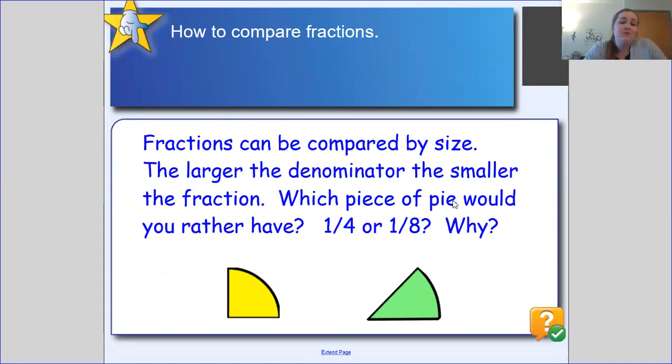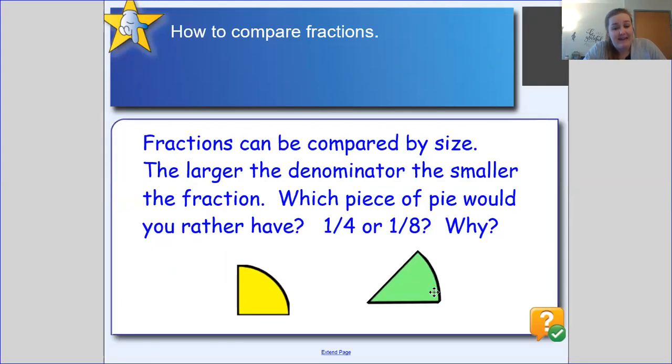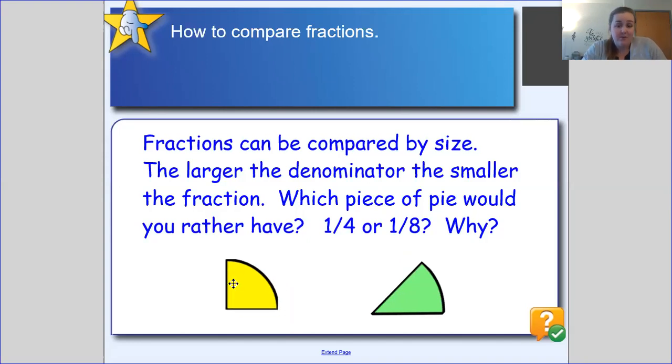Look here. Which piece of the pizza would you rather have? Would you rather have 1/4 right here, or would you have 1/8? Well, you'd rather have 1/4. 1/4 is more. 1/8 is just half of the 4th because it's cutting it up more and more. So that's what you have to remember. The bigger the denominator, the smaller the fraction.